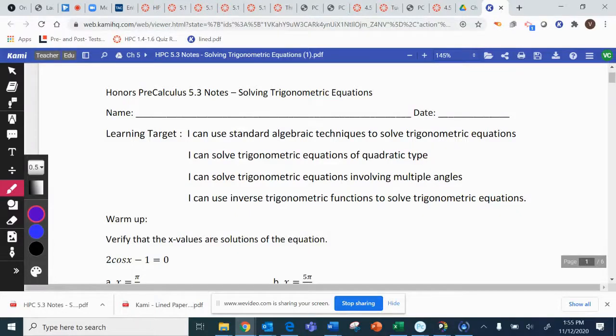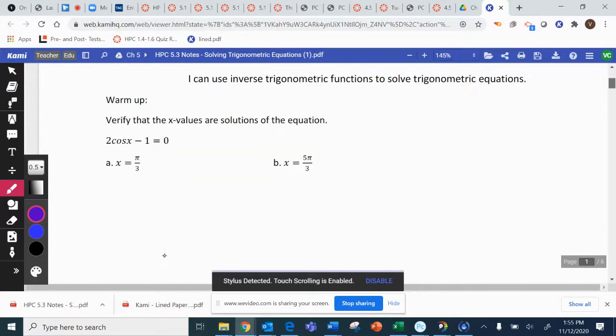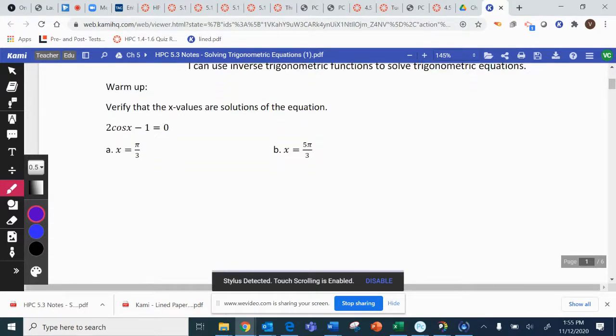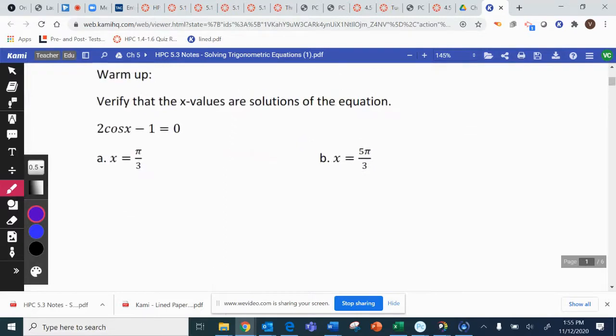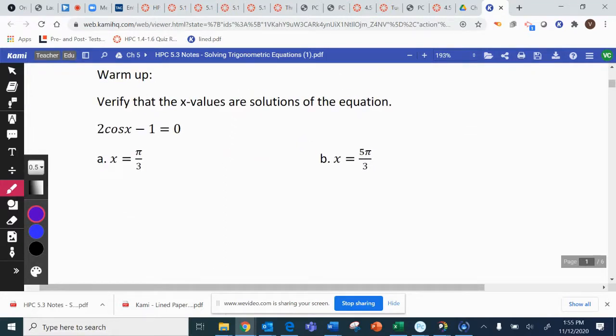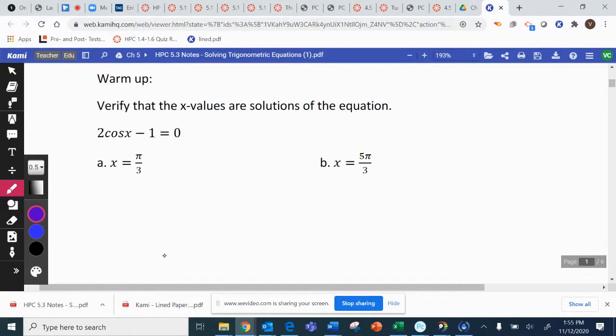Trigonometric equations. In 5.2, we were verifying identities. So we learned the identities, but in 5.3, we're actually solving the equation now. We're going to start with a warm-up. This one is not in the book. If you were looking at the book examples before we started, this one wasn't in the book. But there are questions like this in the assignment, so I thought I'd throw one in there as a warm-up.